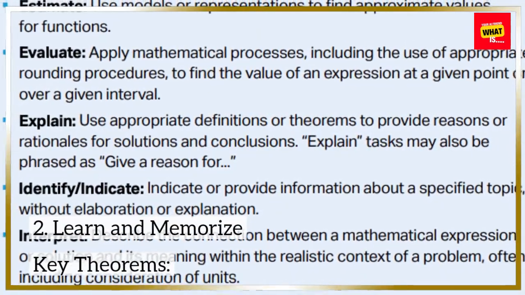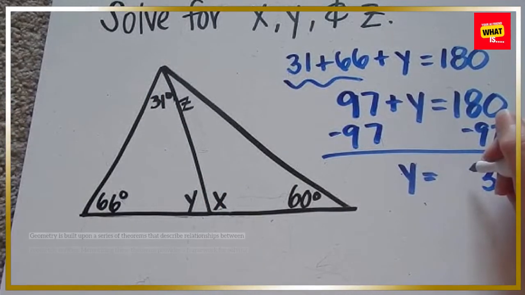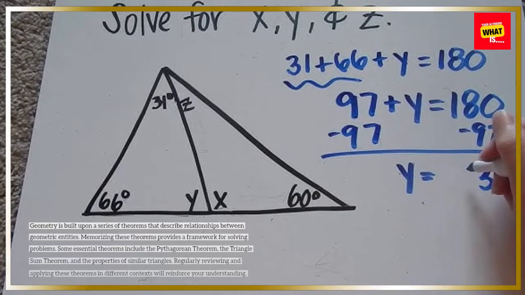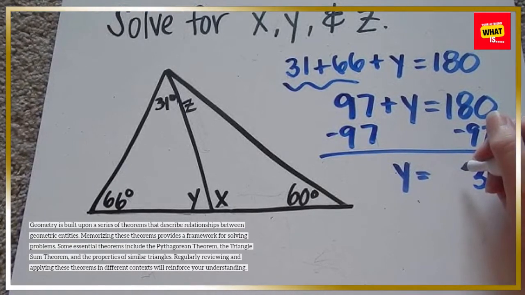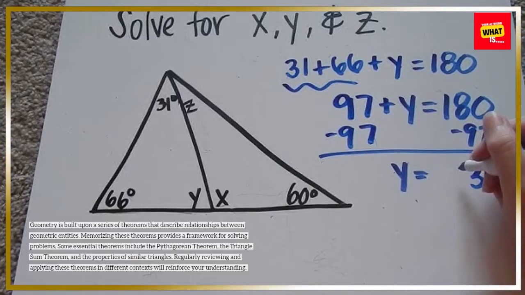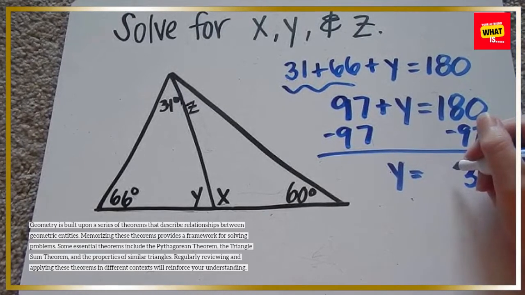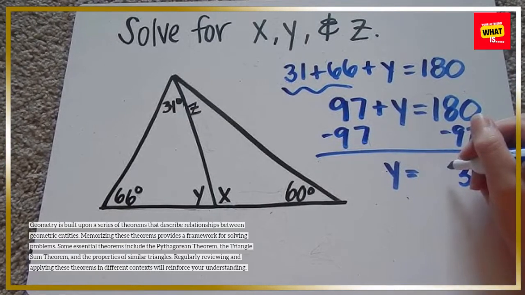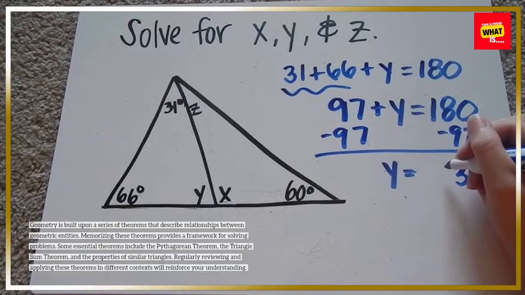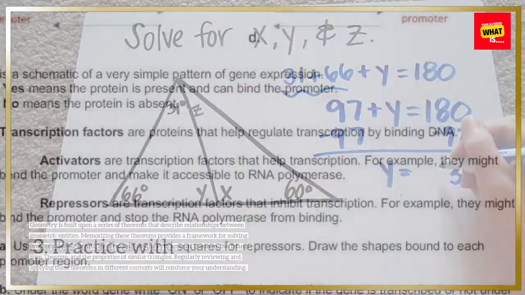2. Learn and memorize key theorems. Geometry is built upon a series of theorems that describe relationships between geometric entities. Memorizing these theorems provides a framework for solving problems. Some essential theorems include the Pythagorean theorem, the triangle sum theorem, and the properties of similar triangles. Regularly reviewing and applying these theorems in different contexts will reinforce your understanding.